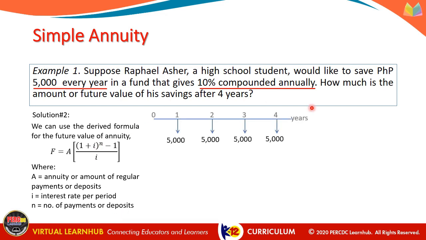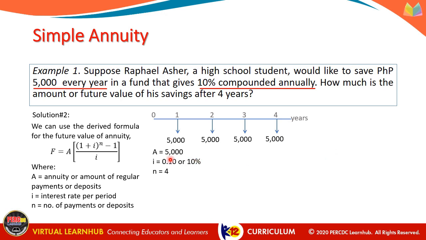Let's show the cash flow diagram once again. We have 5,000 deposited on the first year, 5,000 deposited at the end of the second year, 5,000 deposited at the end of the third year, and another 5,000 deposited at the end of the fourth year.